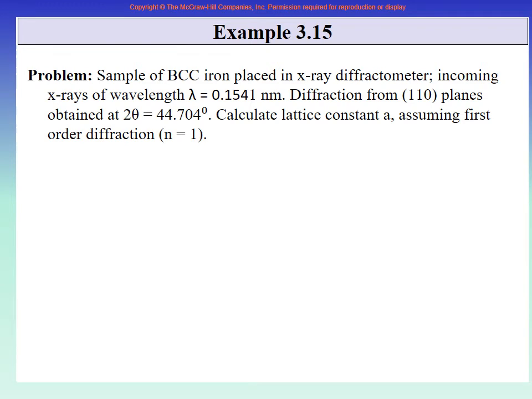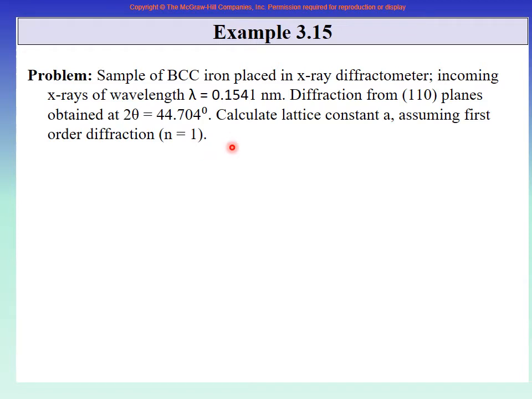Now one of your favorite things. This is a simple one, not too difficult, but just go ahead and do it. A sample of BCC iron is placed in an X-ray diffractometer. The incoming X-rays have a wavelength of 0.1541 nanometer. Diffraction is from the 110 plane, for example. And the 2 theta, right? They are measuring theta plus theta. So 2 theta is 44.704. Theta is half of this. Calculate the lattice constant a, assuming first order diffraction, taking n is equal to 1.